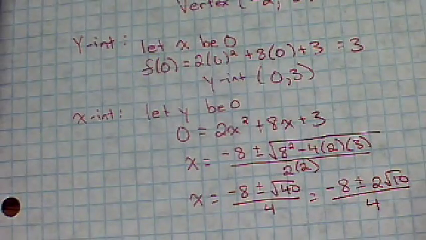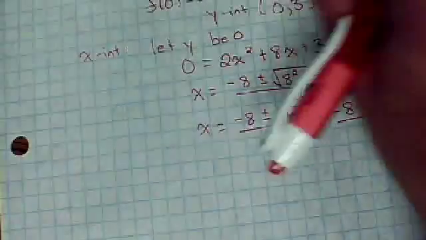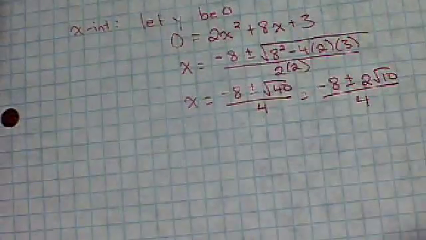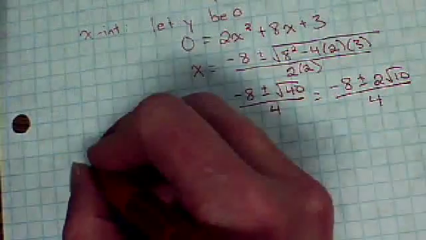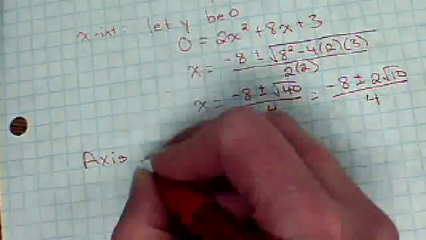But the point is, on this one, it is going to be decimals for our x-intercepts. And if we wanted to find the exact ones, we could find the approximations, because that is exact. But I'm good with that. The last thing is the axis of symmetry.